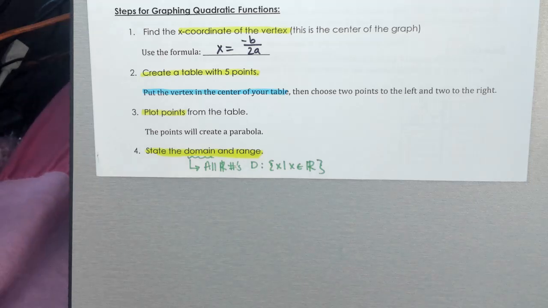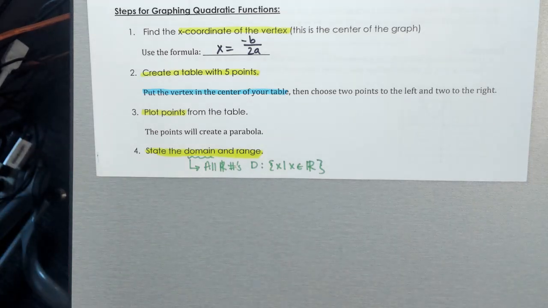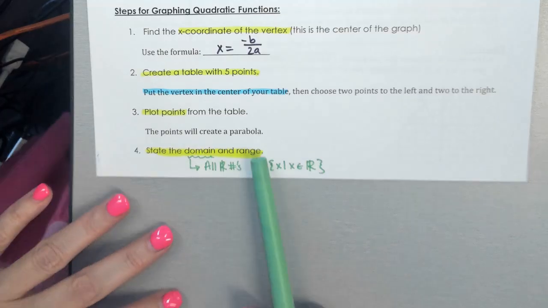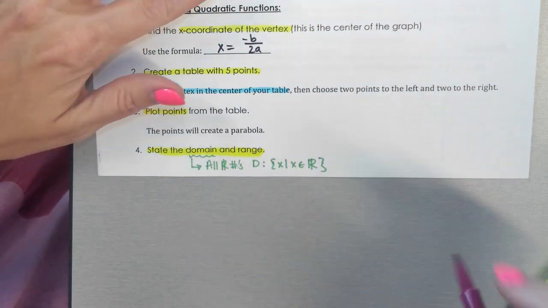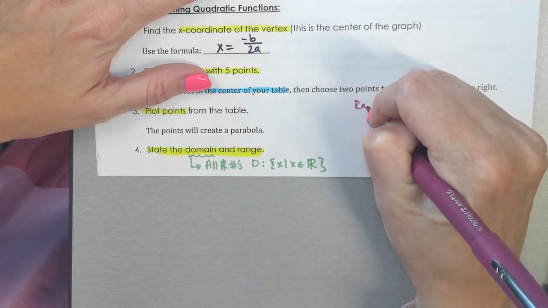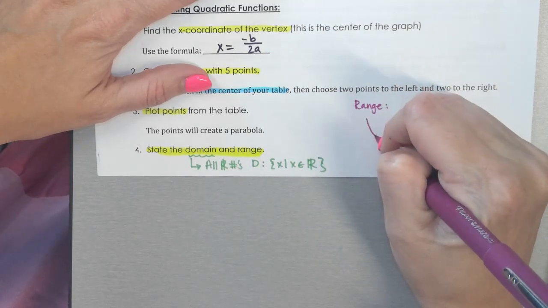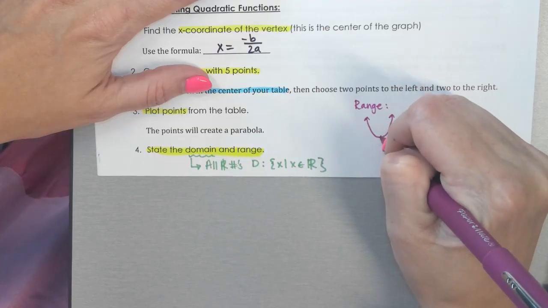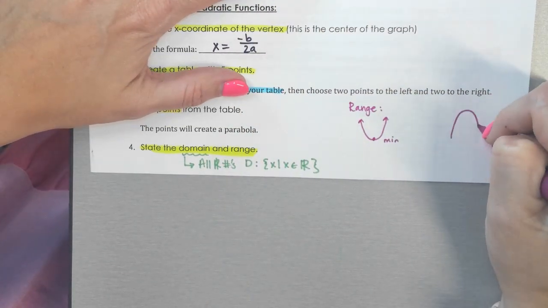Okay, when you have a linear function, when you have a quadratic function, yes, you're going to have all real numbers. For the range, though, this is going to be a little bit different. There are 2 cases that we're going to look at. We'll draw them here. So for the range, you either have a minimum value, okay, or you have a maximum value.